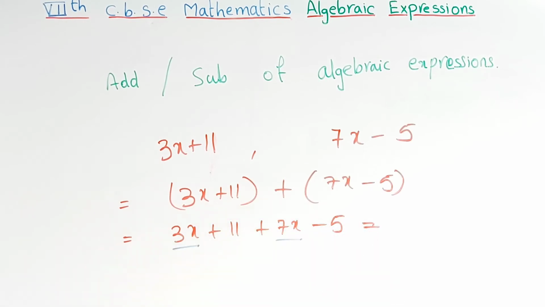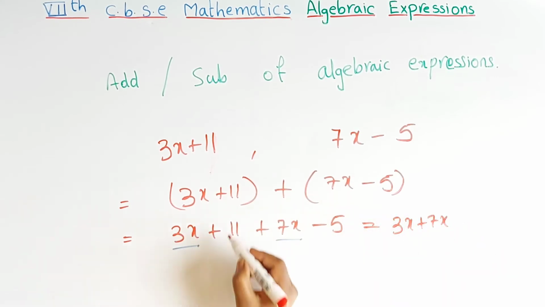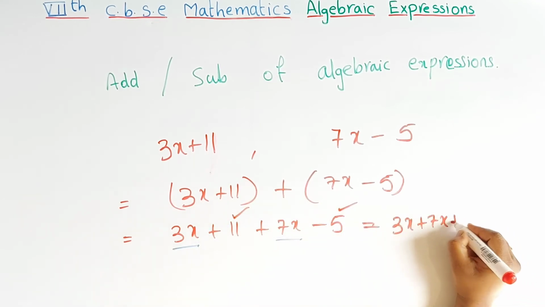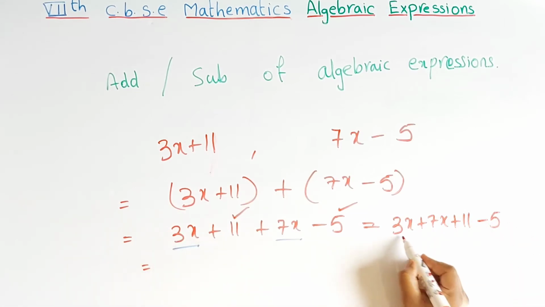3x and 7x are like terms here. So write it separately, 3x plus 7x with the sign. And 11 minus 5 are constants here. Write it separately, plus 11 and minus 5 here. Now what is 3x plus 7x?